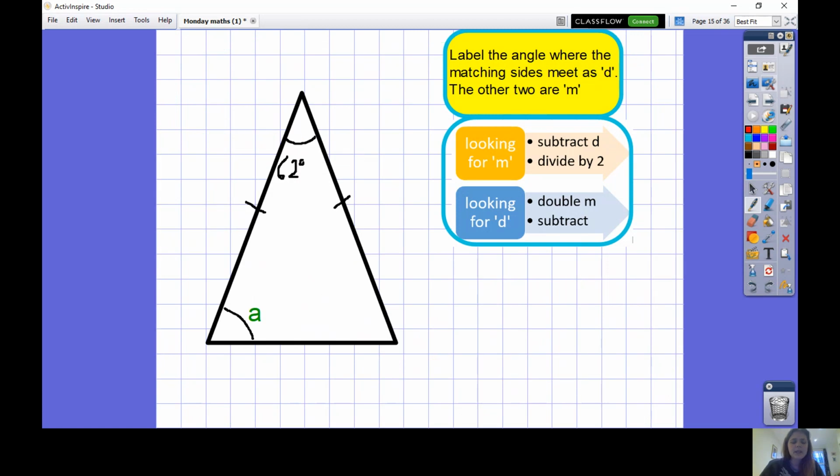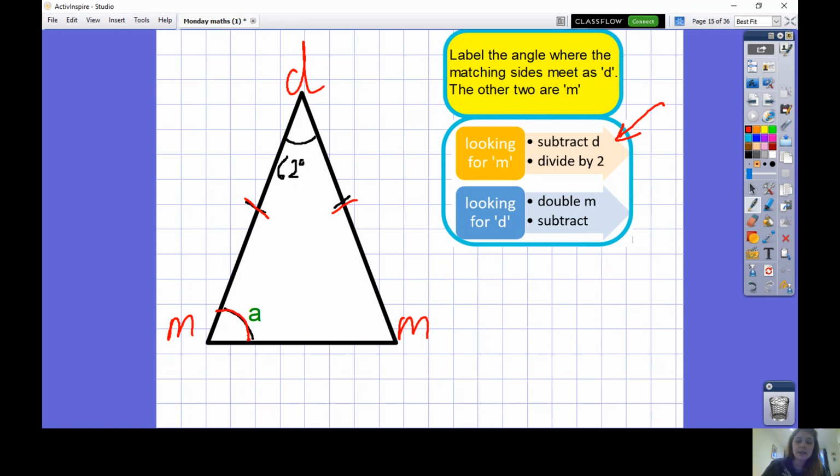Right, this question is slightly different. I need to identify which angles are the same and which angles are different. I can see these sides are the same, so this here at the top is angle D. That means I'm not looking for angle D, I'm looking for the matching angles. I need to find angle M. So I need to use the different set of instructions now. I want to find one of these angles by themselves.